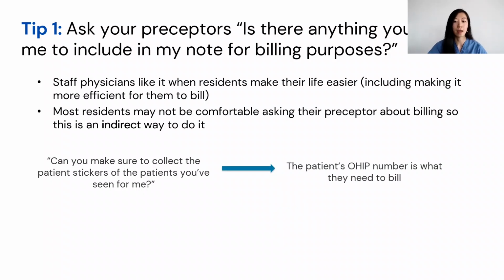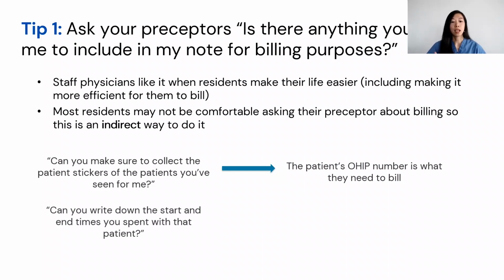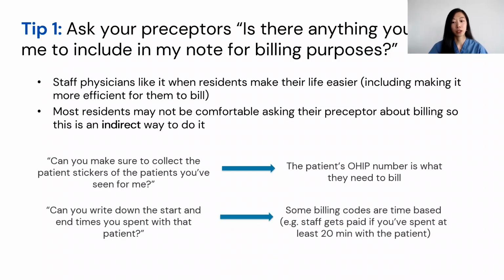And the reason why they ask this is because the patient's OHIP number is what they need to bill. Some staff will say, can you write down the start and end times you spent with that patient? And what this should teach you indirectly is there are some billing codes that the staff will be billing that are time-based. So the staff will only get paid if you spent, for example, at least 20 minutes with the patient when it comes to that billing code.